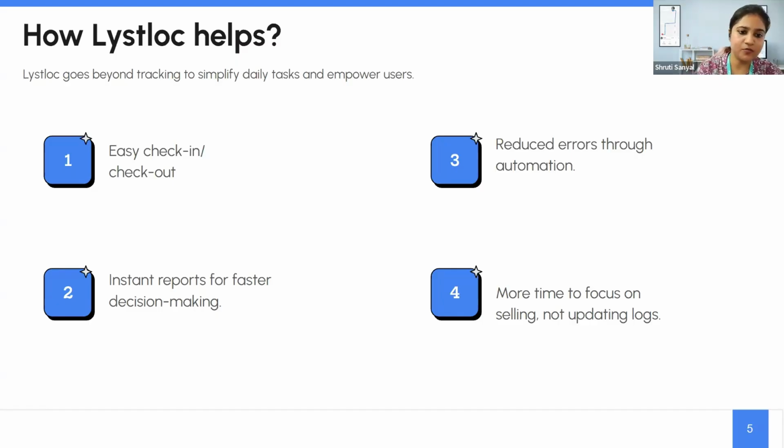For instant reports, you also get automated reports from Lystloc. Through that instant report, it will be easier for the users, the managers, and the admins to access the reports. It also reduces errors because we get an automated report right from our end. For overall use, once we are using Lystloc as an automated option, you can save time as well. You don't have to worry about all the reports and everything else. You can just focus on all the other work you have to do and save your time.